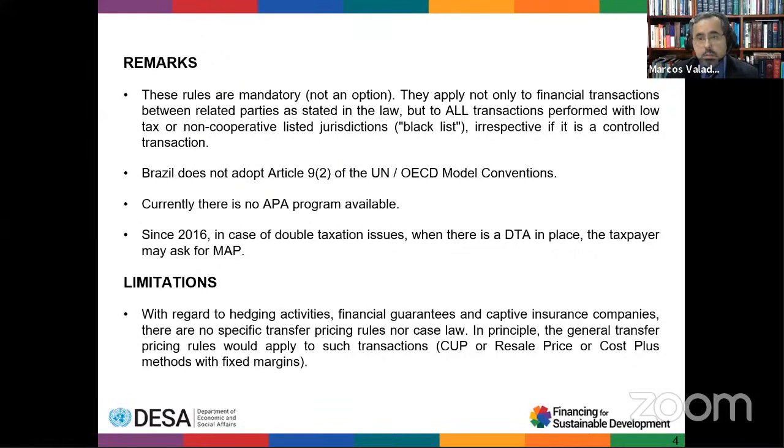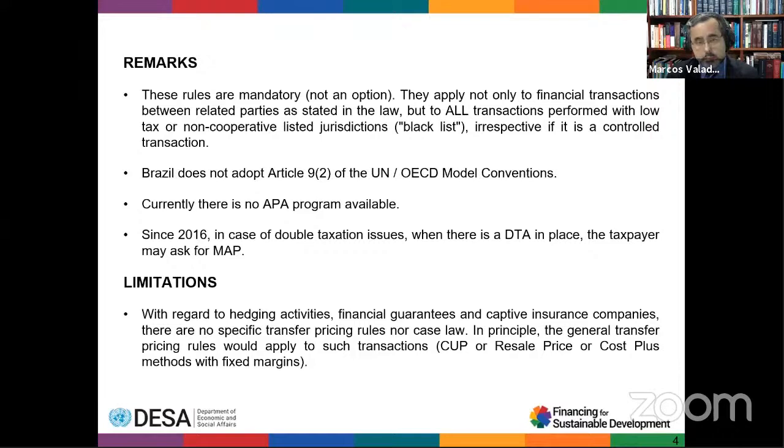Another point is Brazil does not adopt paragraph 2 of Article 9 of the model convention, so we don't have the adjustments from there. But Brazil can discuss double tax issues through MAPs, but we don't have an APA program, an advance pricing agreements program. Brazil does not use it under the current law. So these are the remarks on that, but there are other limitations.